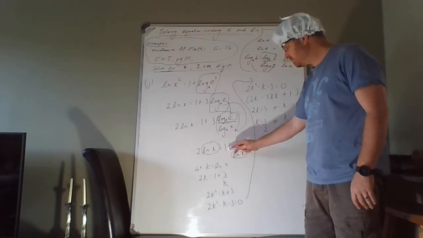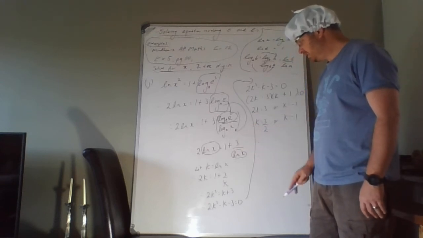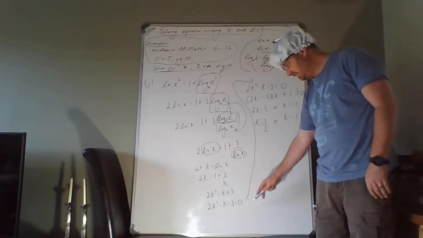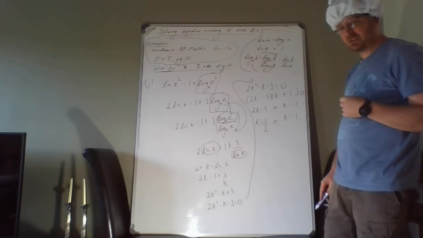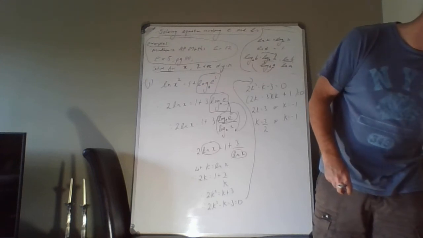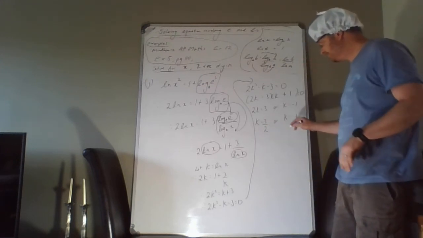2 ln x is equal to 1 plus 3 over ln x. So I get 2k is equal to 1 plus 3 over k. So 2k squared is equal to k plus 3. That all looks right. 2k squared minus k minus 3 factorizes to that. So I get k is equal to 3 over 2, or k is equal to negative 1. Yep, it's all on track. Right, so go finish that off.